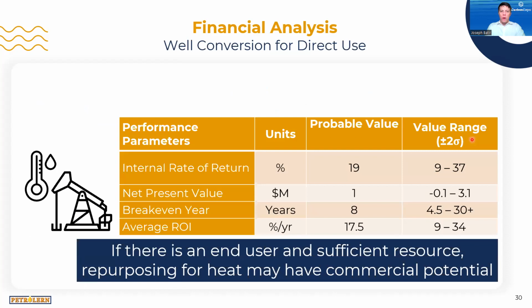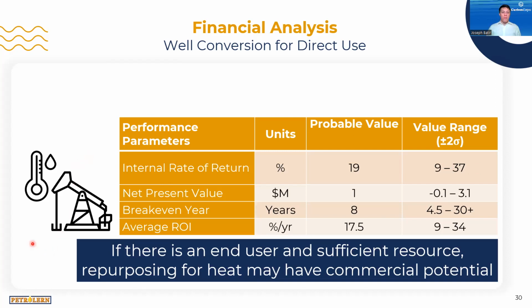Now, I know that these are going to be available later, so I'm going to go through this rather quickly, but I think it's important to point out and discuss a few key metrics here. Here we're looking at the well conversion for direct use, meaning directly using that heat. The net present value for these is around $1 million, but it does range anywhere from negative up to +3. And your IRR is around 19 to 20%, but could vary from 10, maybe up to 40.